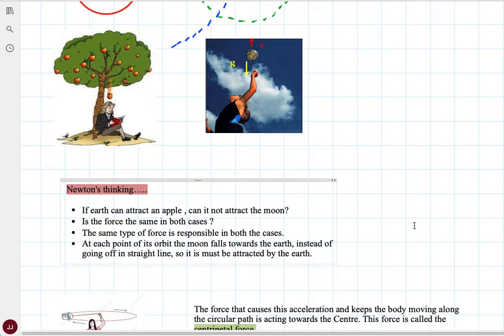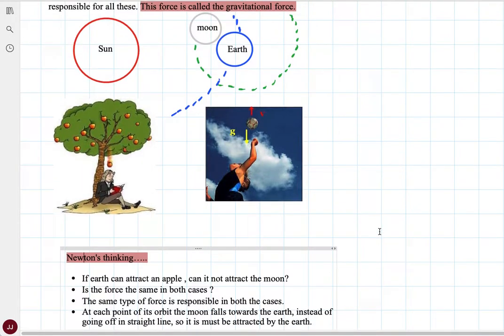And one more thing he noticed is, at each point on the orbit of the moon, the orbit is the path, right? So at any point on the orbit, the moon is going to travel in this direction. It is taking a circular path. The moon is getting attracted towards the earth. Okay, there is some force during this circular motion, it is attracted towards the earth.